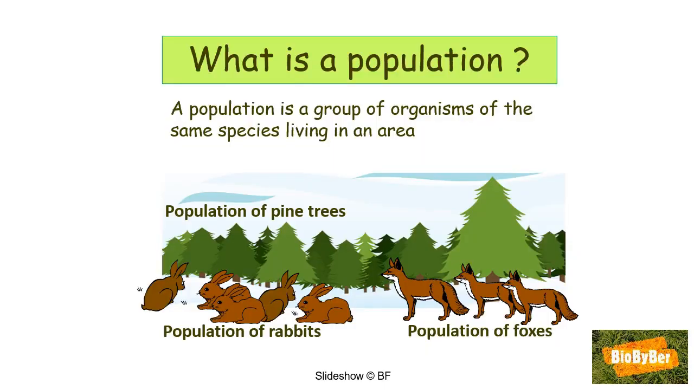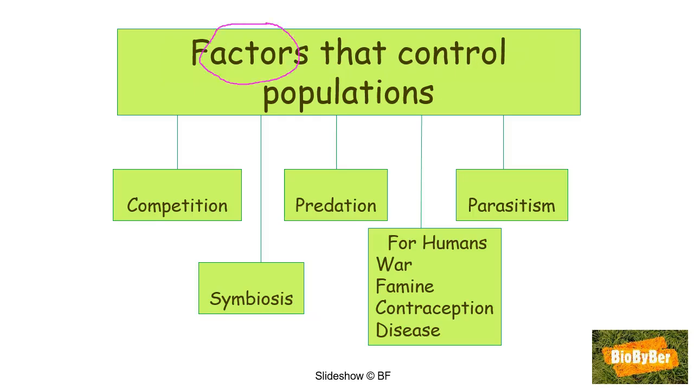A population is a group of organisms of the same species living in an area. We can speak about a population of pine trees in a woodland, along with a population of rabbits and a population of foxes. There are a number of factors or things that control populations. When we look at these, the sharp-eyed amongst you might spot that they are a repetition of the biotic factors that we met already. The factors that affect populations tend to be factors to do with relationships.